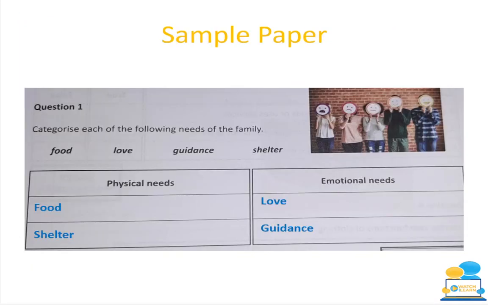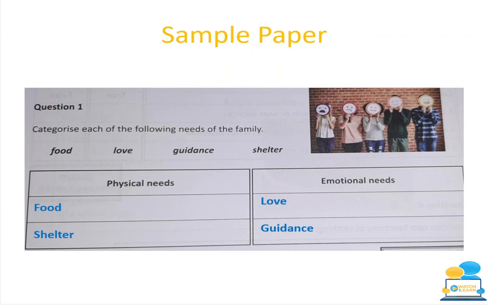Next up, we have another sample paper. So this is a short question again. It says question 1, categorize each of the following needs of the family. So this means I'm going to put them into a section. It has food, love, guidance and shelter. There are then 2 categories. So we have physical needs and emotional needs.